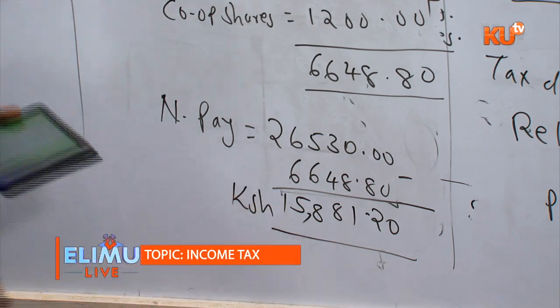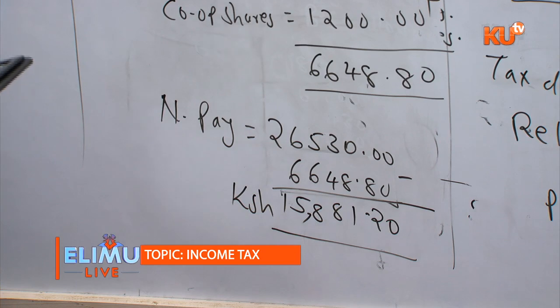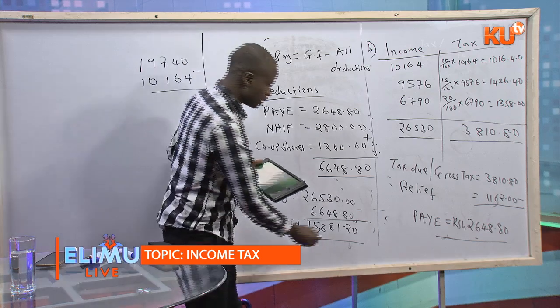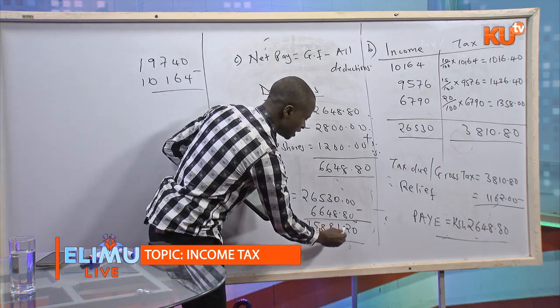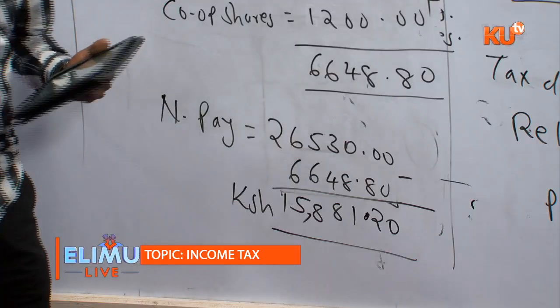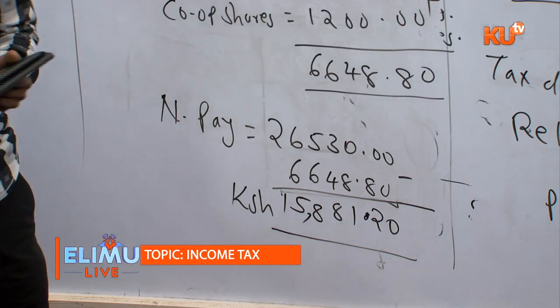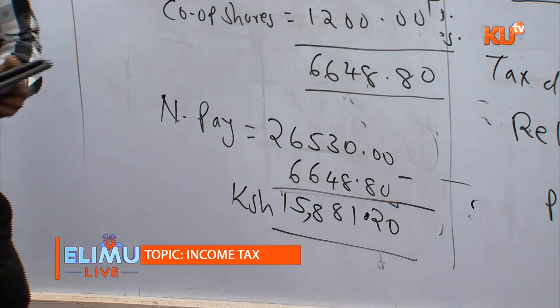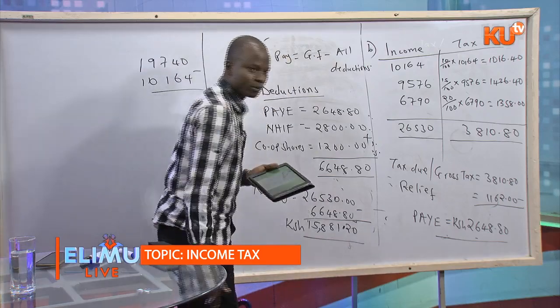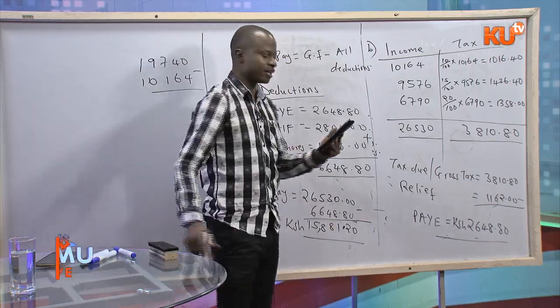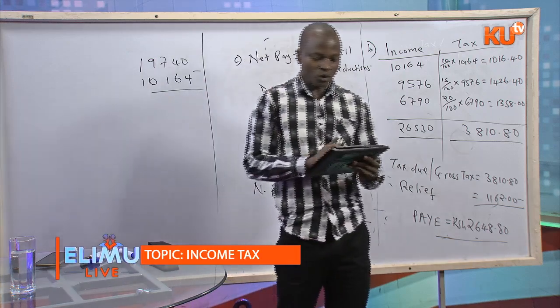This is his net pay, 15,881.20. Do not ignore this 0.20 because several of these will make it a big amount. So we don't ignore anything unless the question tells you to round off appropriately. Otherwise, you leave your answer like that. We can look at another question.